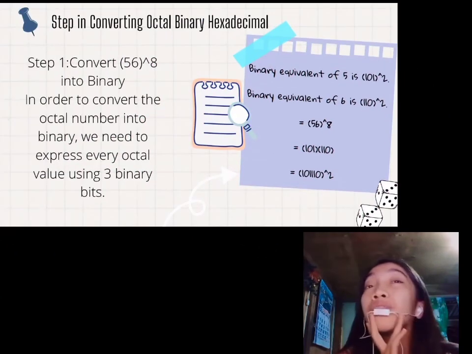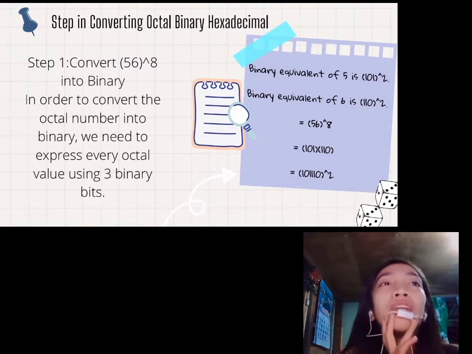Steps in converting octal to binary to hexadecimal. Step 1. Convert 56 base 8 into binary. In order to convert the octal number into binary, we need to express every octal value using 3 binary bits. The binary equivalent of 5 is 101 base 2. The binary equivalent of 6 is 110 base 2. So 56 base 8 is equal to 101 110 base 2.